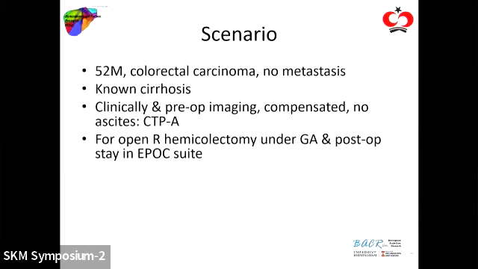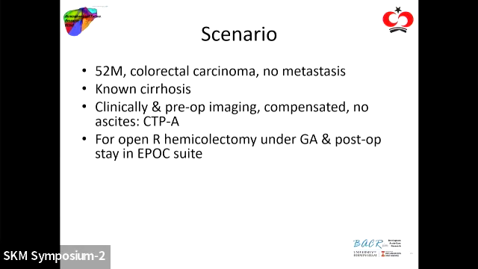So I want to start off by considering a scenario which you may come across frequently. Imagine a relatively young, middle-aged male, not particularly much medical history, but he is known to have cirrhosis. Maybe that's due to a fatty liver disease. When you look at the patient's blood results, the preoperative imaging, and the patient clinically, there's no evidence of severe cirrhosis.